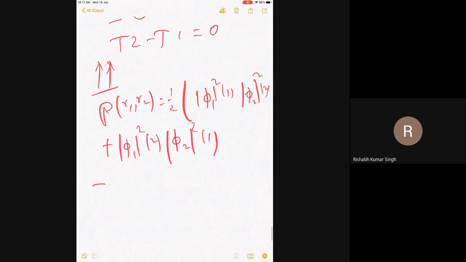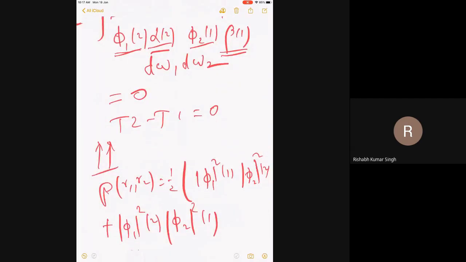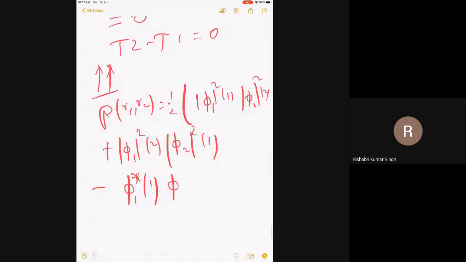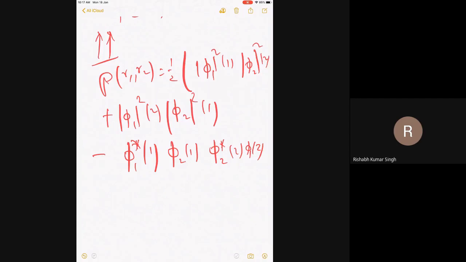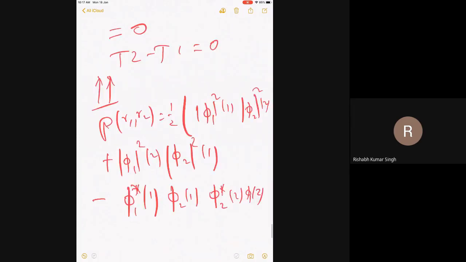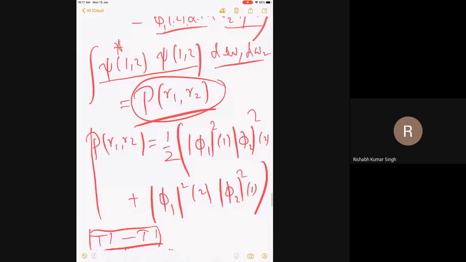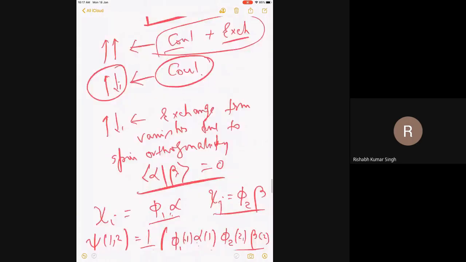But then the minus term, that will be interesting. That will have a phi 1 star 1, so it is not going to become phi 1 star mod phi 1 star. So phi 1 star 1, phi 2 1, then it will have phi 2 star 1, 2, phi 1 2, and vice versa. You can keep changing. Okay, so that is what led me to this exchange term.